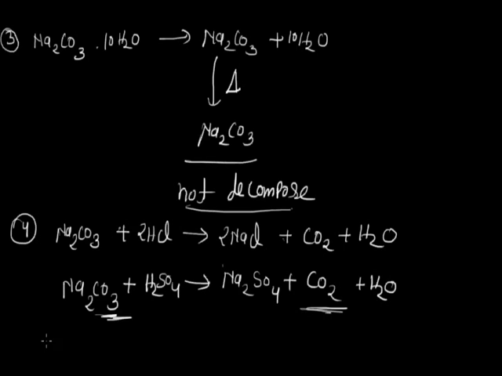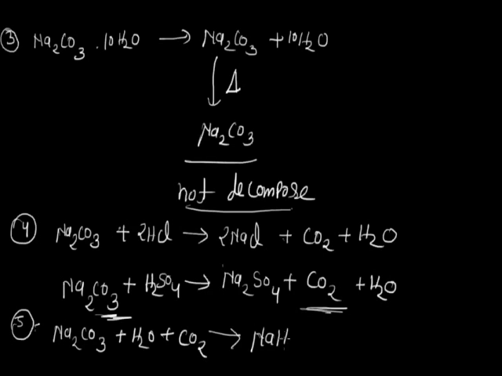The next important property is when sodium carbonate reacts with CO2 gas, it gives sodium bicarbonate. Na2CO3, in its aqueous solution, that is H2O, reacts with CO2 gas, then it will be converted into sodium bicarbonate. Since sodium bicarbonate is sparingly soluble, that's why it is obtained in the solid state.